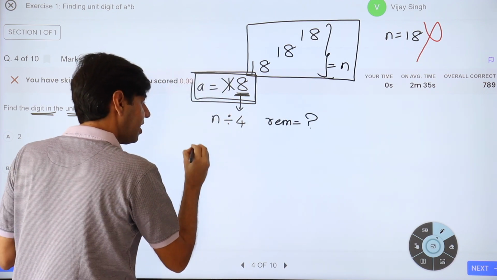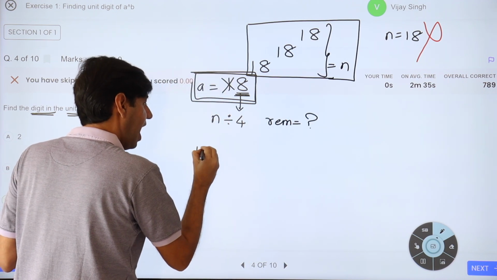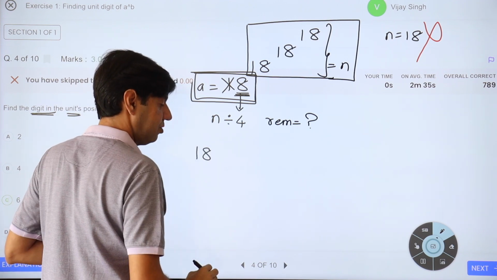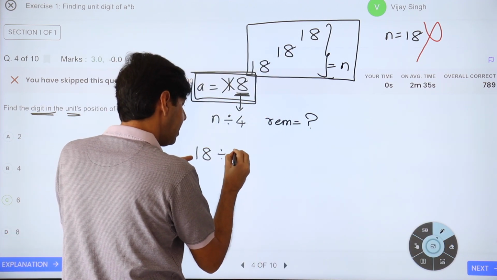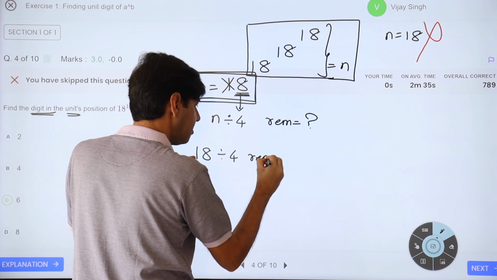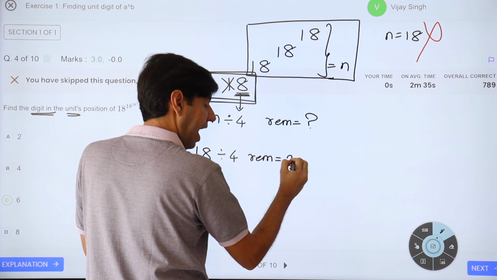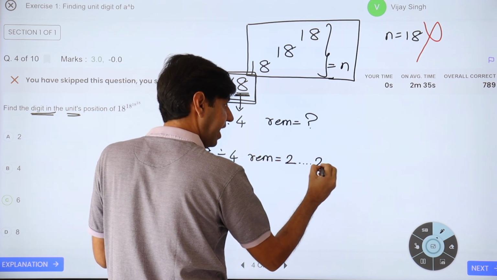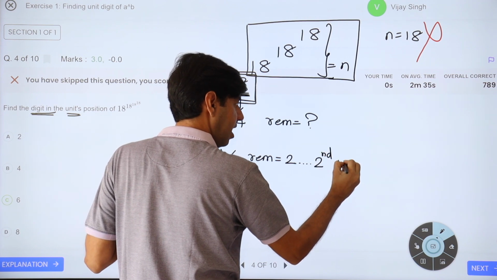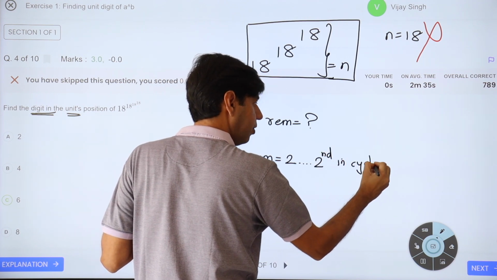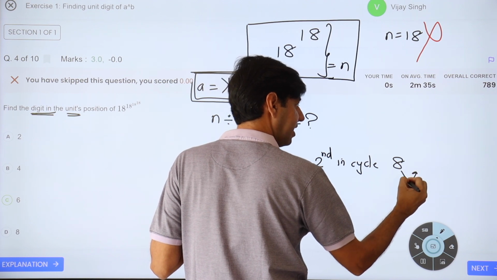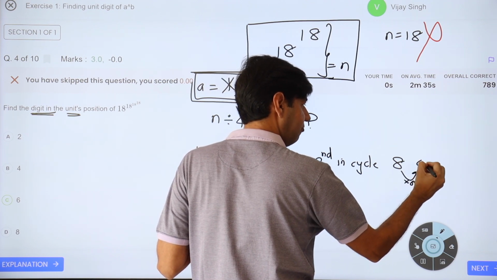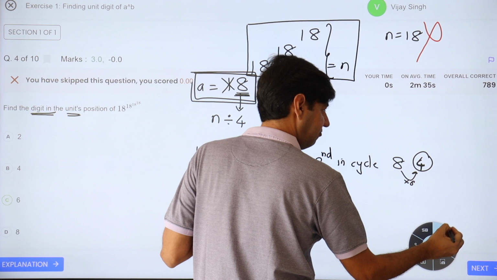In our case, N is, again, let me do this error and show. I take 18 divided by 4 and the remainder is 2. And hence it is becoming the second in the cycle. So let me complete this 8. 8 into 8 is a 64. So the answer is 4.